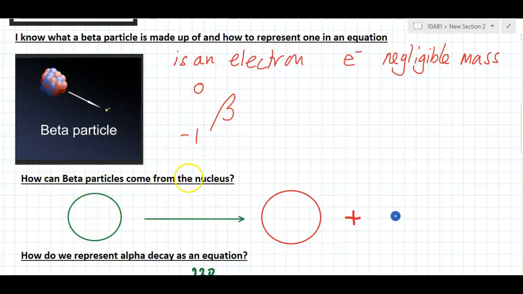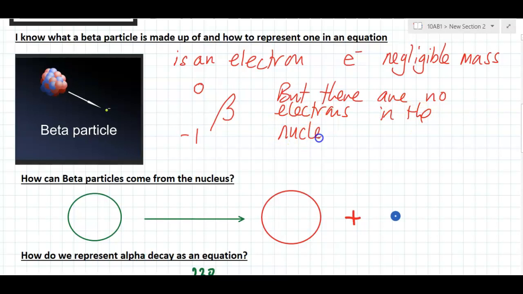So how can beta particles come from the nucleus? So we know there are no electrons in the nucleus. We've learned that they're in the shells around the outside. So that doesn't make sense. You should be asking, how can there be a beta particle coming from the nucleus if there aren't any electrons in the nucleus? So we're going to explain it like this. Okay, we're going to think that when beta particles are emitted, a neutron is becoming a proton.